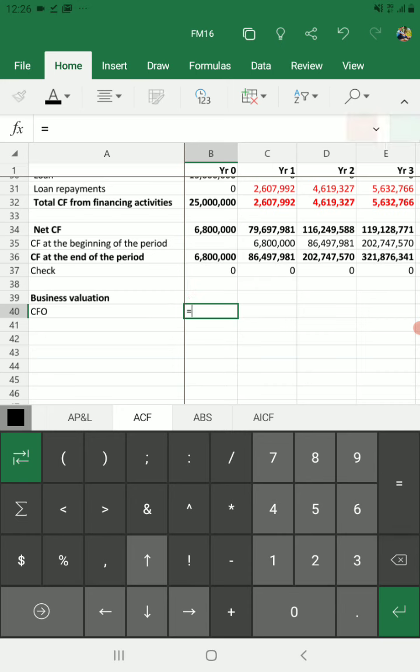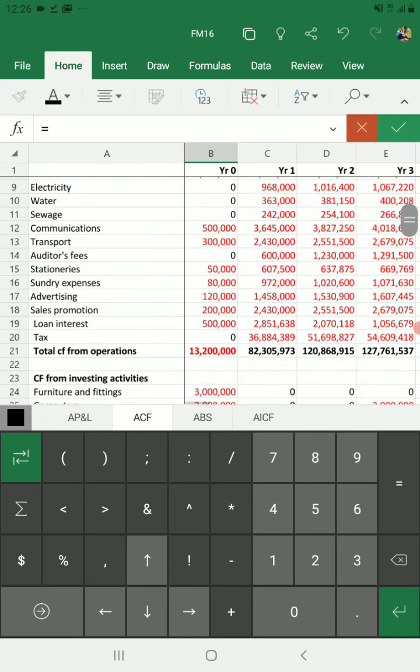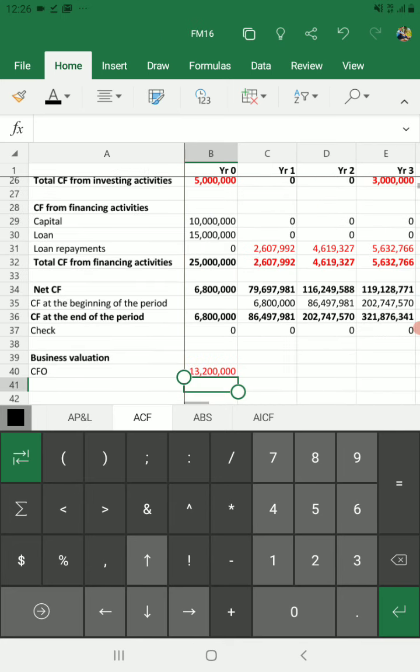So I start with equal sign and go to pick the figure here, cash flow from operations in year 0. Let us concentrate on year 0 only, because these are the formulas. We will simply drag them to the rest of the years. So that is cash flow from operations.